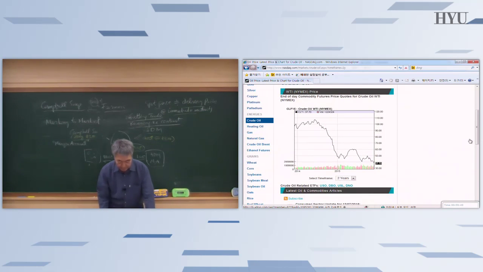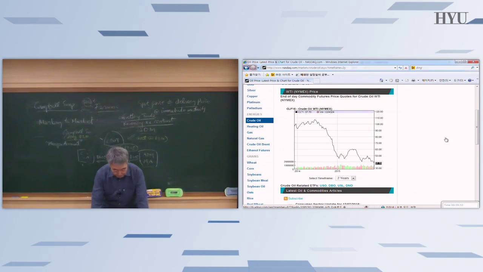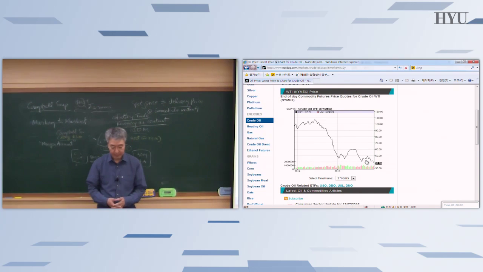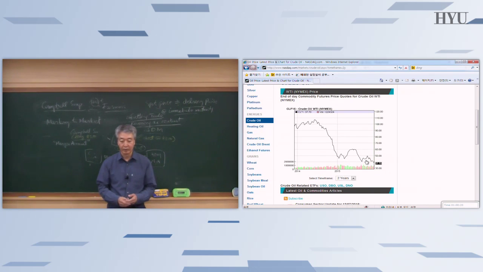Okay, here. About the middle of 2014, actually 1.5 years ago, it was above $100, right? And now it's about $37.70. So here's a huge risk. If you are a company, airlines for example, airlines use a lot of fuel, jet fuel. But jet fuel comes from oil, so they are closely related.